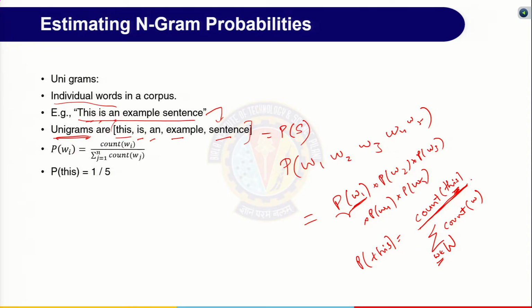This is how I calculate the probability for seeing a word in a unigram model. For this example, if my corpus is only this sentence, I have 5 words in total, and "this" is seen only once. The word "this" is seen only once, so my probability of "this" is 1 by 5.